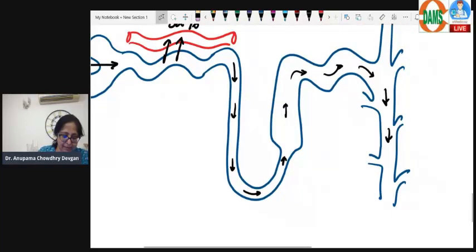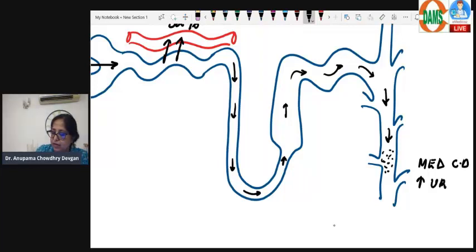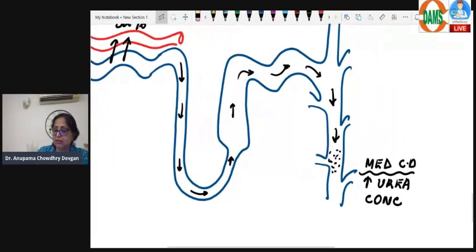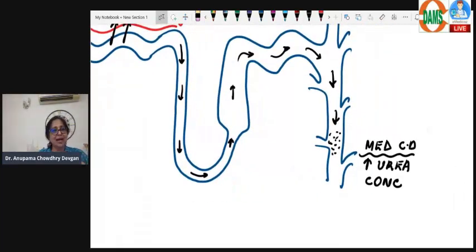So by the time it reaches the medullary collecting duct, what will happen to the urea concentration? There is an increase in the urea concentration. Why? Because there is no reabsorption of urea anywhere, but there has been reabsorption of water. So urea concentration in the tubular fluid now increases.